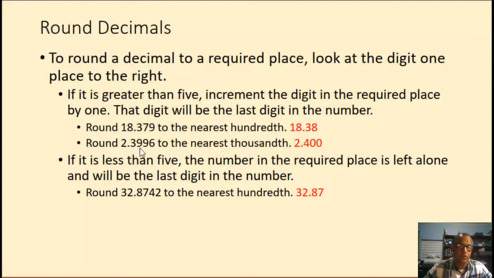And of course, if the number that we look at is less than 5, then the last digit is simply left alone, right? So for example, if we want to round this off to the nearest hundredth, again 7 is in the hundredths place, and so then we look at this 4, and this 4 obviously is less than 5, so then this remains as 7, so it's 32.87.